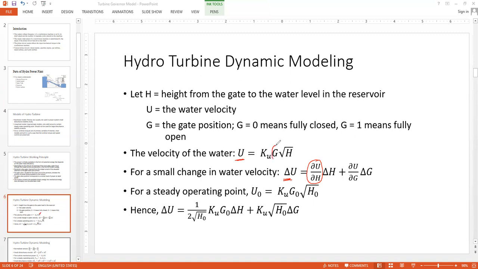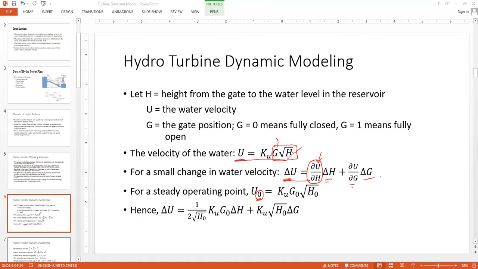Why partial? Because it is a function of two variables, G and H. So simply you take del U is the partial derivative of U with respect to H into del H, plus the partial derivative of U with respect to G into del G. Pretty straightforward. For a steady state operating point, that means for a certain operating point where the operation is steady, there is no dynamics, we are simply using the notation subscript 0.